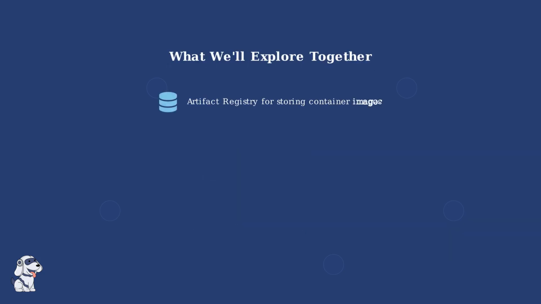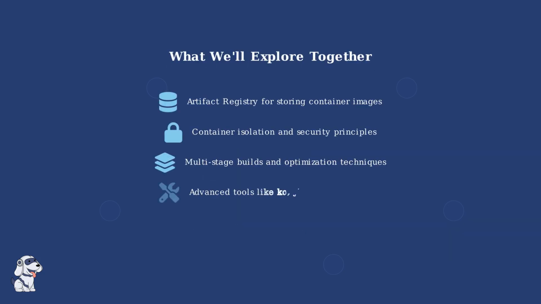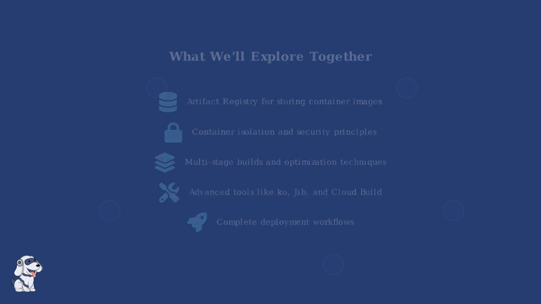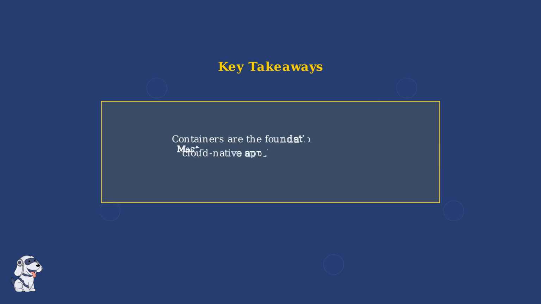Throughout this chapter, we'll explore Artifact Registry for storing your container images, container isolation and security principles, multi-stage builds and optimization techniques, advanced tools like Jib and Cloud Build, and complete deployment workflows that tie everything together. Remember, containers are the foundation of modern cloud-native application deployment. By mastering these skills, you'll be able to deploy applications efficiently on platforms like Google Cloud Run and many others. Let's begin this exciting journey into the world of containerization.